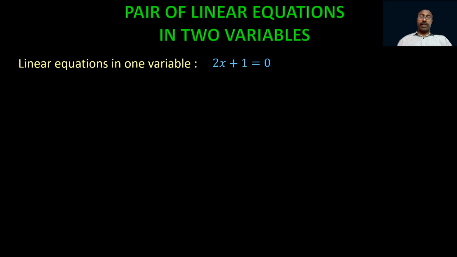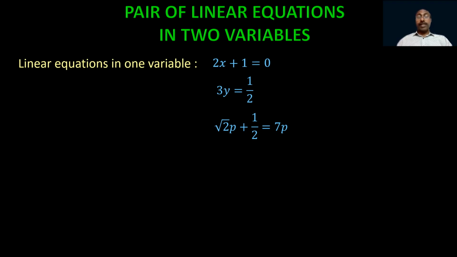2x plus 1 is equal to 0. 3y is equal to 1 by 2. Root 2 into p plus 1 by 2 is equal to 7p. We can say all these are linear equations in one variable, because in the first equation we have only one variable x, and in the second one also we have only one variable y, and in the third one we have the variable p. So all these are equations in one variable, and also we can notice that the degree of each equation is 1.